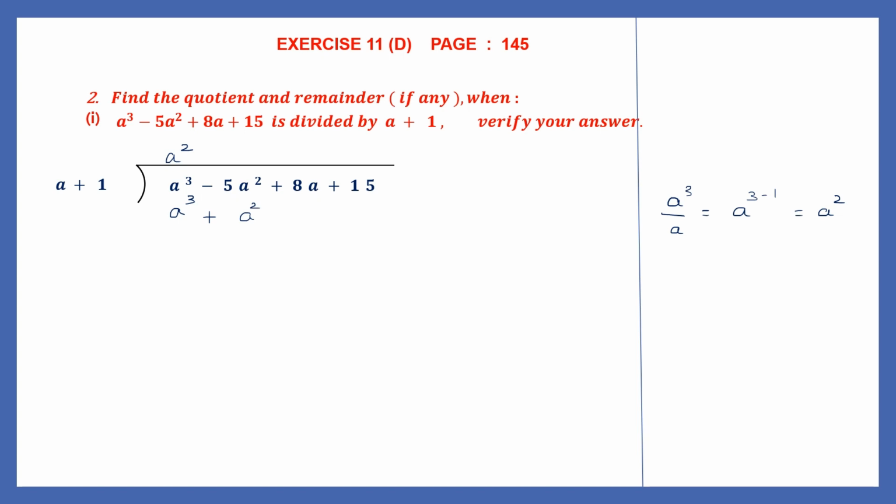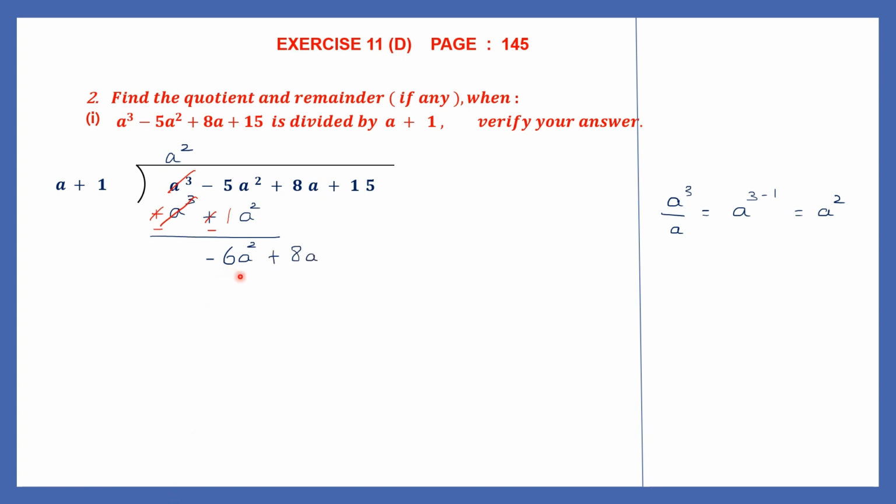Next step is we subtract. So when you subtract, the signs will change. So this will become minus. This will also become minus. Now here a cubed and a cubed you can cancel. Here we have to add up because the signs are the same. We add up the numbers. So minus 5 plus 1 is minus 6. Minus 6a square. Bring down the next term, 8a.